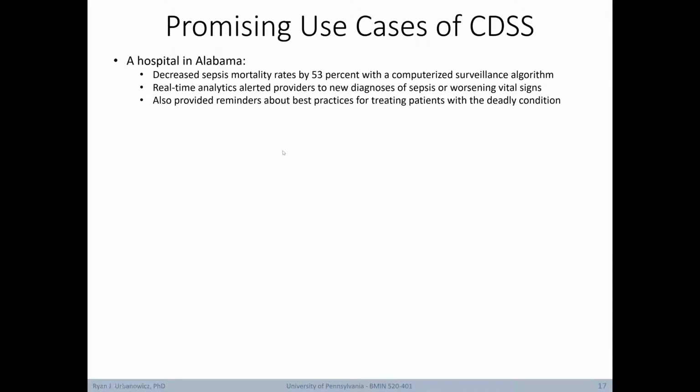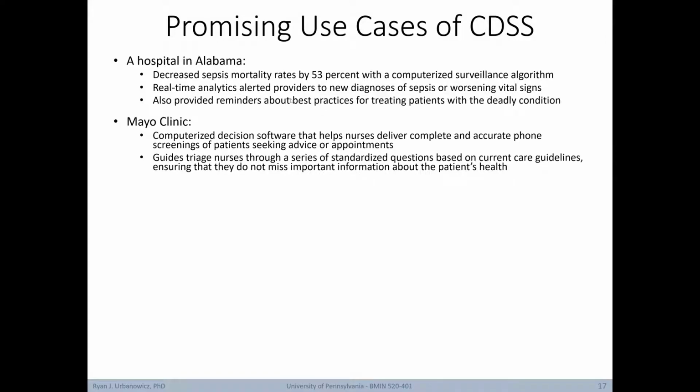Let's walk through a handful of promising specific use cases of CDSSs. A hospital in Alabama decreased sepsis mortality rates by 53% with the use of a computerized surveillance algorithm. It conducts real-time analytics to alert providers to new diagnoses of sepsis or worsening vital signs. It also provides reminders about best practices for treating patients with the deadly condition.